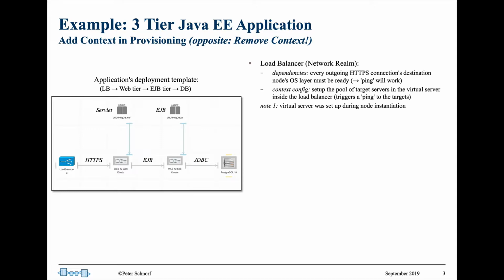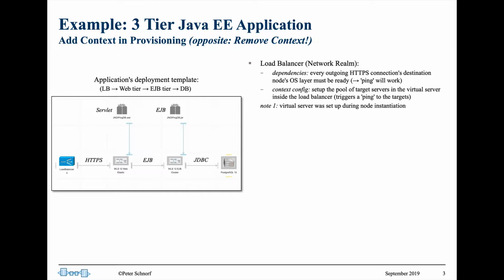The steps that need to happen for adding a context configuration during provisioning are outlined here per node. Note there is also a remove context operation, of course, that might be called when a scale down happens in a topology node or when a node is replaced.